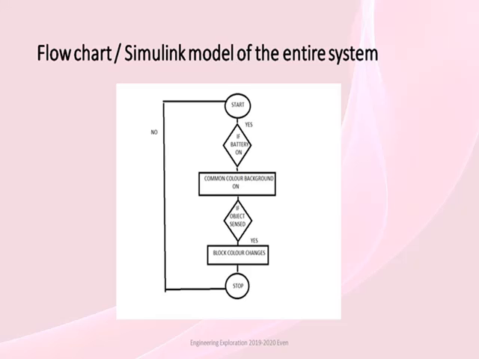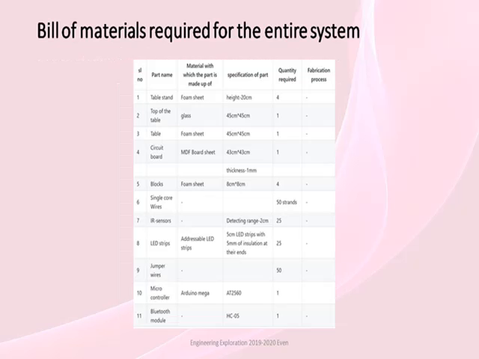Next, if an object is sensed by any of the sensors of a block, then that block's LED color is changed. Then if the battery is off, then stop. Next is the bill of materials required for the entire system. In this table, we have part name, material with which the part is made, specification of the part, and quantity required. In our model, we observed 11 parts in total and their quantities required.